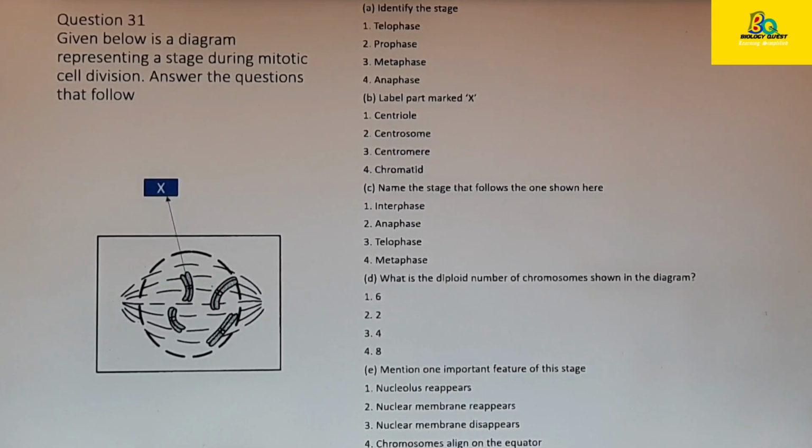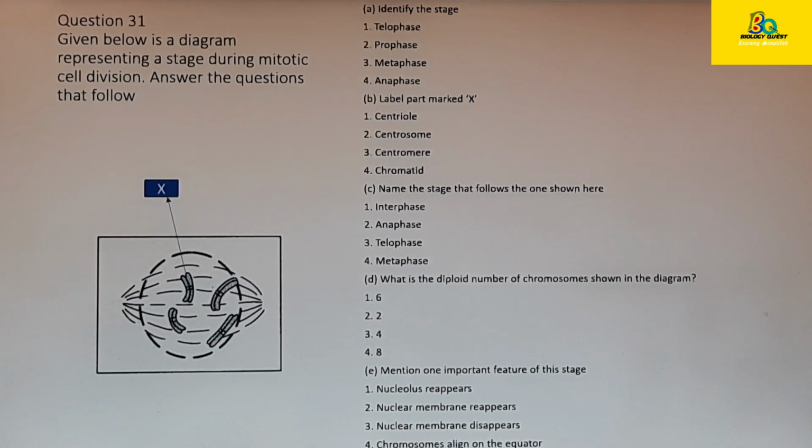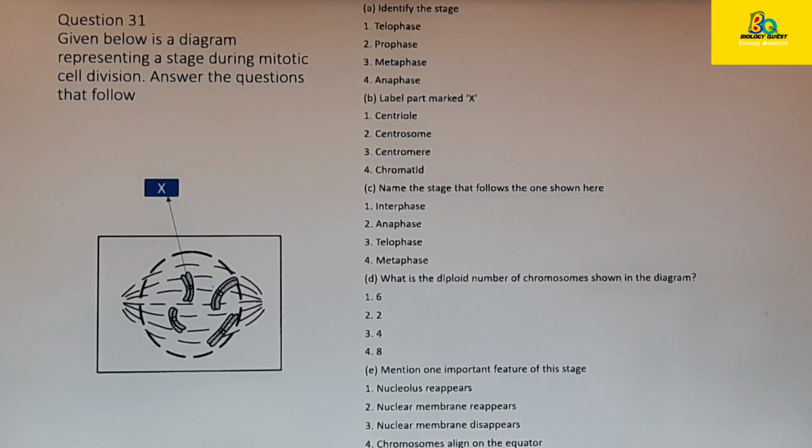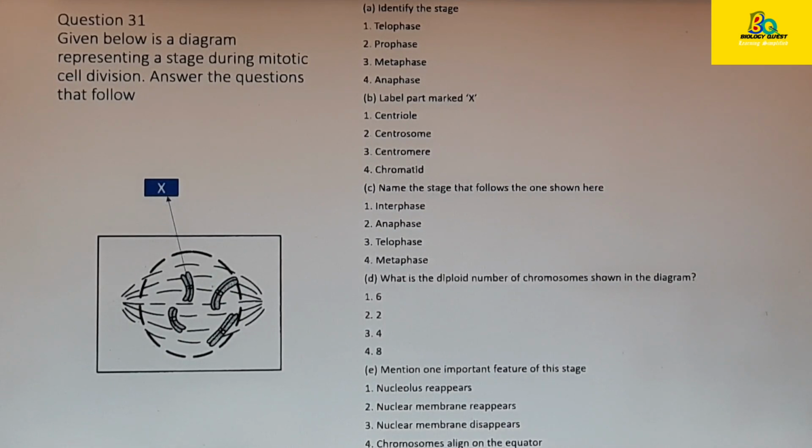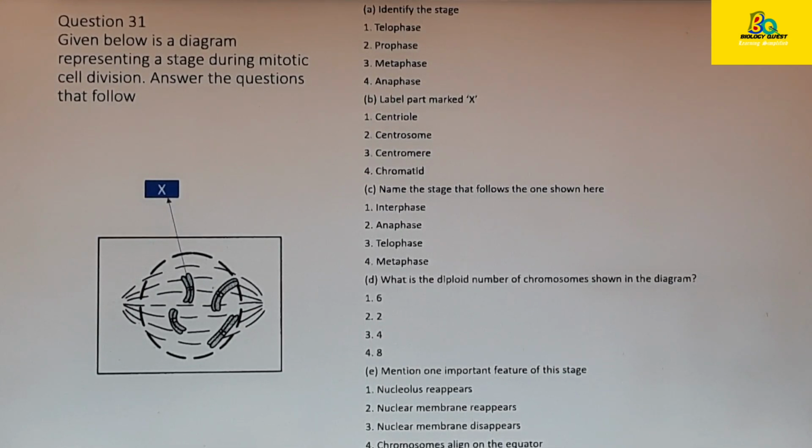Okay, so the correct answer for question B is centromere. Now question C. Name the stage that follows the one shown here. So here we have identified the stage as prophase, which is the stage that follows, after prophase, metaphase. Yes. So look at the options: interphase, anaphase, telophase, metaphase. So the correct answer is metaphase.